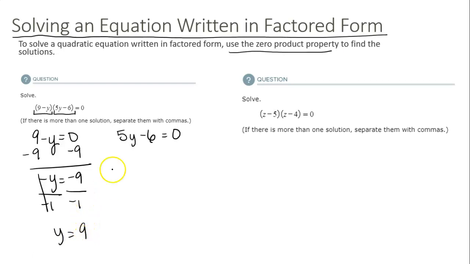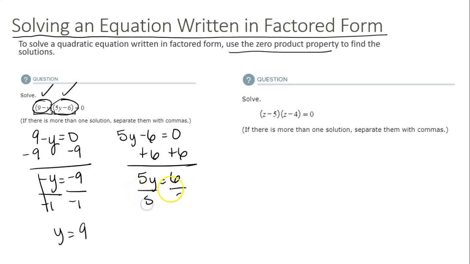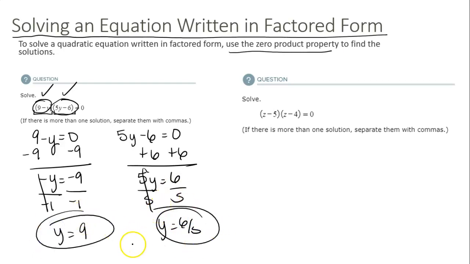But that's not the only way to make this equation true. If this were 0, sure, that would make it equal to 0. But it would also be 0 if this one were 0. So we need to solve this, add 6 to each side. So we have 5y equals 6, divide both sides by 5, and so y equals 6/5. So now we have two solutions. y could either be 9 or y could be 6/5 to make this equation equal to 0.